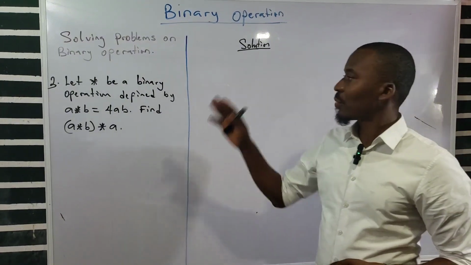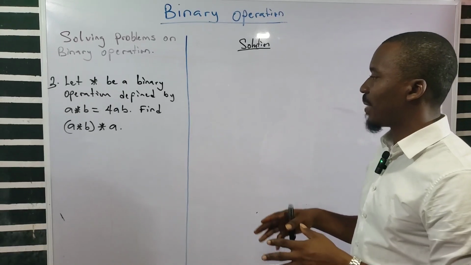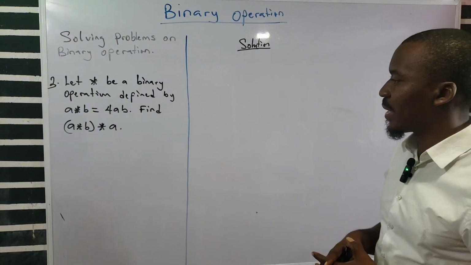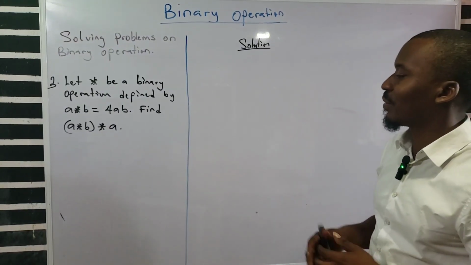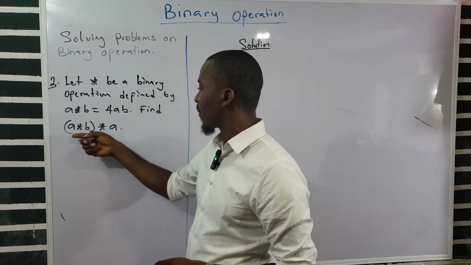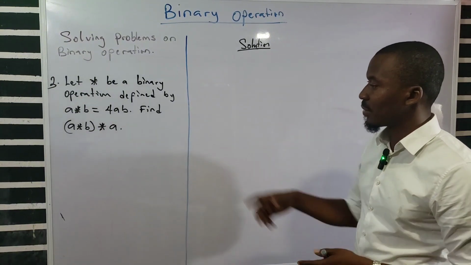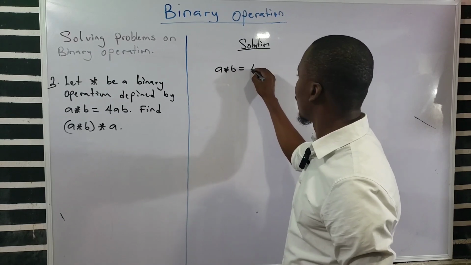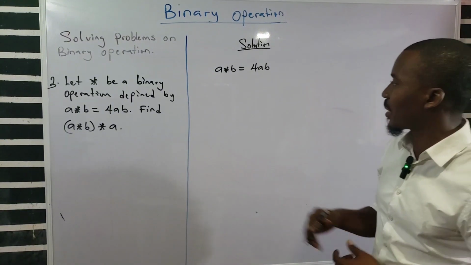Okay, so question number 3 says, let the asterisk there be a binary operation defined by a * b = 4ab. Find (a * b) * a. So like we did in the explanation, anytime we have anything in brackets, you first of all carry out that bracket in the operation given. So this time around, a * b is equal to 4ab. Okay, that's what we have in the bracket.